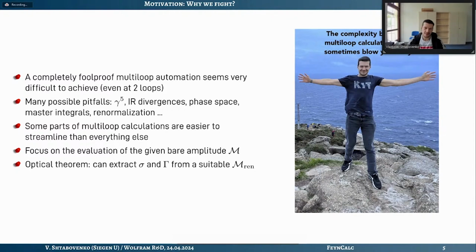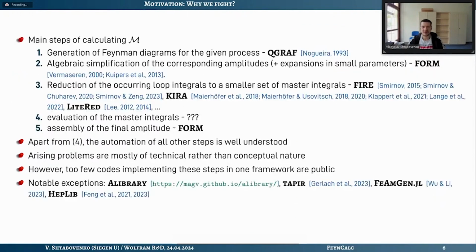Because using something called the optical theorem, we can extract quantities that we are mostly interested in from this renormalized matrix amplitude, namely cross sections and decay rates. So now let me become a bit technical and talk a bit about how we would try to calculate this object.